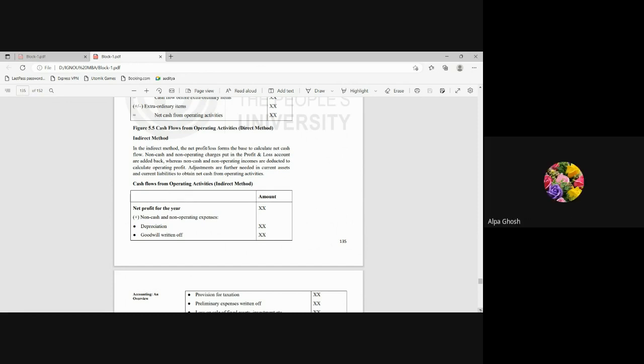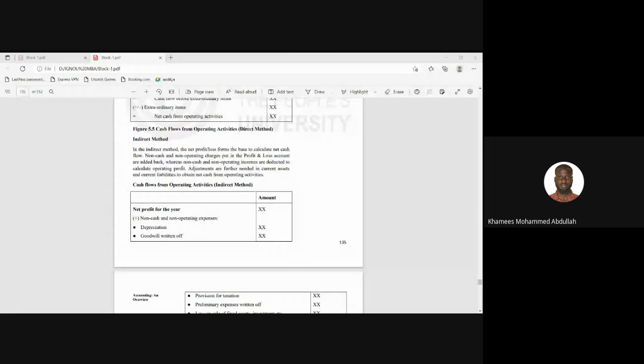Yes, please. So sorry. Does that mean that the cash flow statement consists of cash inflow and outflow? Yeah, cash flow statement consists of cash inflow and cash outflow.